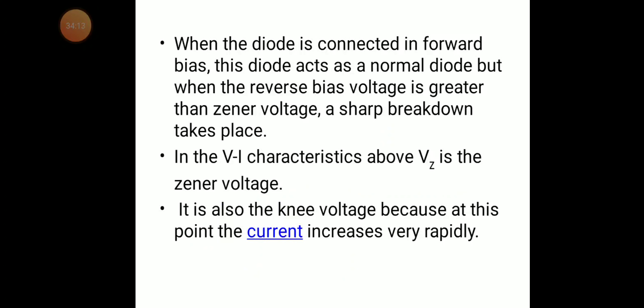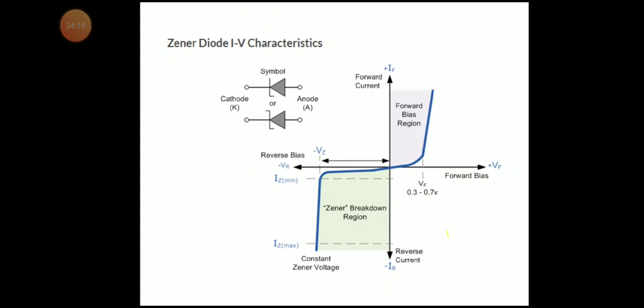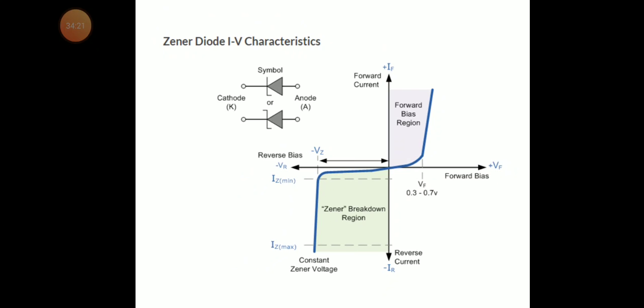So now you can see it again, in a very simple way. You are given the forward bias region, and the Zener breakdown region is here. Until Vz, there is no usage. After that we get the constant Zener voltage and the current is increasing, from Iz minimum to Iz maximum.